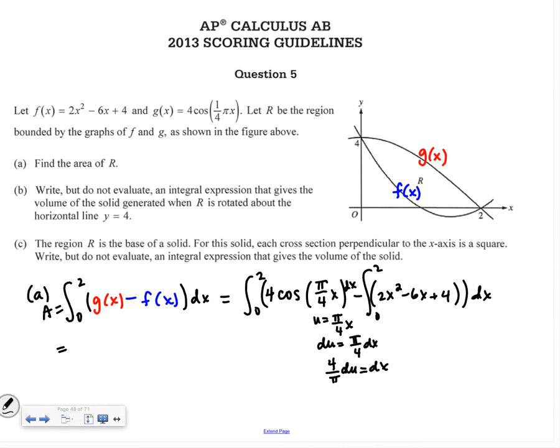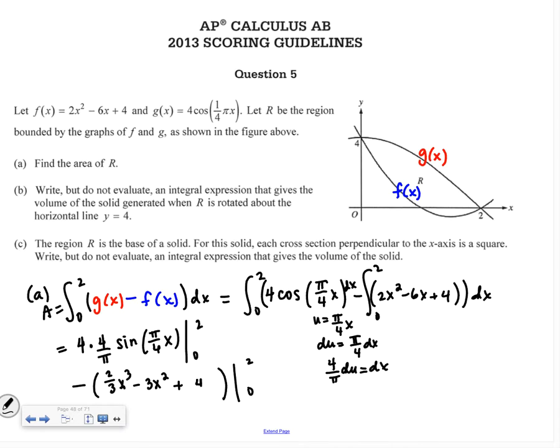All right, so I'm going to have the 4, and I'm going to have a 4 over pi. The integral of cosine is going to be sine of pi over 4x. And I'm going to go from 0 to 2. Now the other one ends up being minus. And when I integrate, I get 2/3 x cubed minus 3x squared plus 4x. Okay.